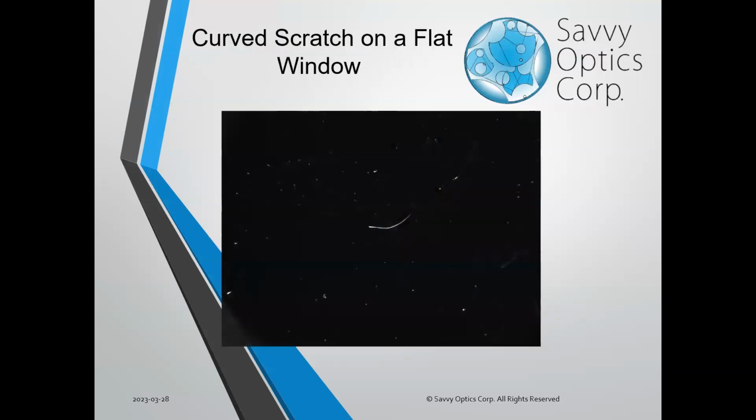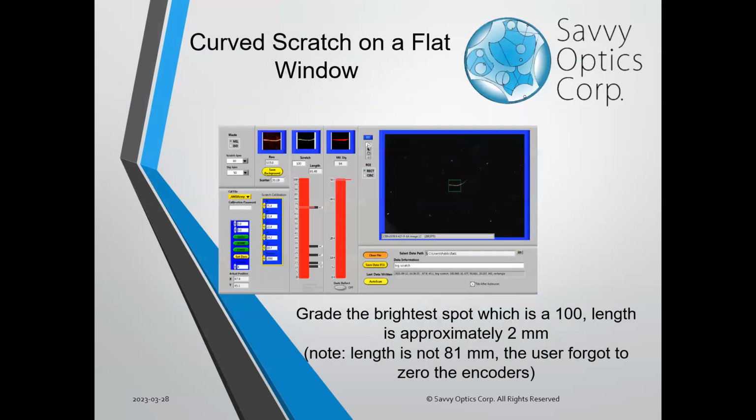This is a curved scratch on a window. Curved scratches are just as easy to grade in terms of the brightness. So this one's brightness is 100, so that would be a cause for ejection, and the length is about 2 millimeters long. And you'll notice that the length display in the screenshot actually says it's 81 millimeters long. That's because I forgot to zero the encoders before I took the screenshot. So you can see by eye it's about 2 millimeters long.